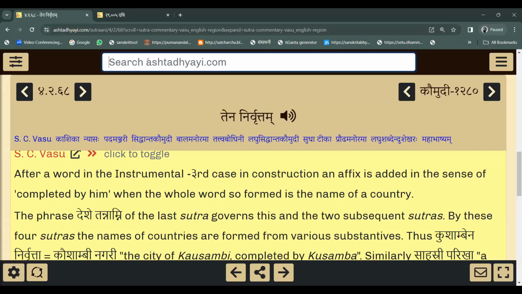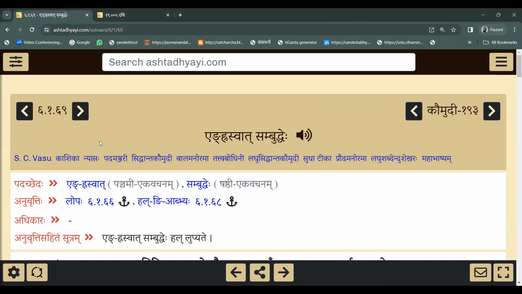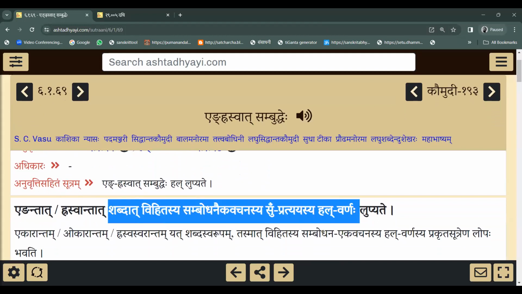6169. First Atom and then Amipurvaha. You cannot apply Amipurva, then you will get only, right? Enganta Rasvanta Shabda Vigitasya Sambodhana Ekavachasya Supratasya Advarnaha Lupyate. Right? Why this doubt? Okay.